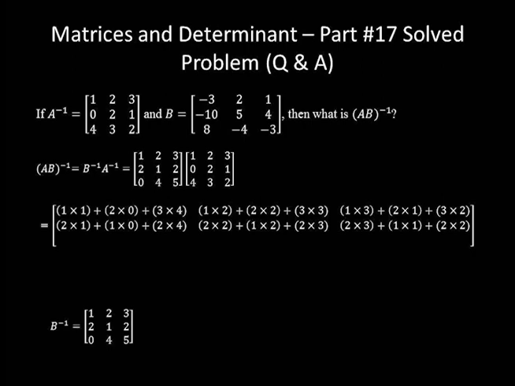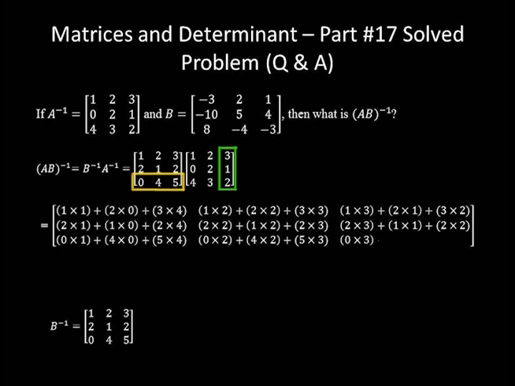To find row 3, column 1 entry, multiply row 3 of B inverse with column 1 of A inverse. 0 times 1 plus 4 times 0 plus 5 times 4. To determine row 3, column 2 entry, we have to multiply row 3 of B inverse with column 2 of A inverse. 0 times 2 plus 4 times 2 plus 5 times 3. To find the entry in row 3, column 3, we have to multiply row 3 of B inverse with column 3 of A inverse. 0 times 3 plus 4 times 1 plus 5 times 2.